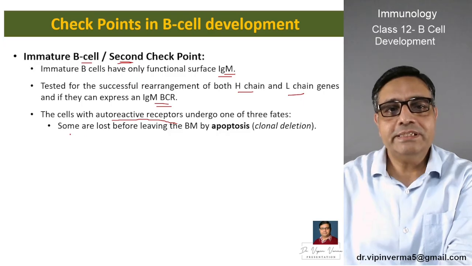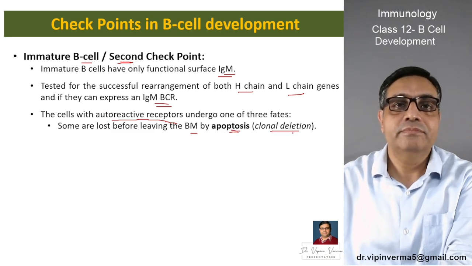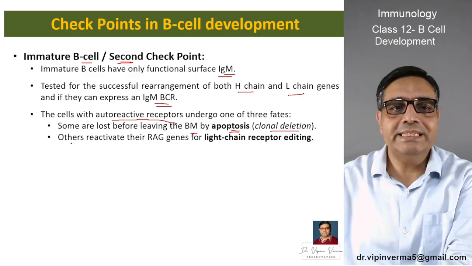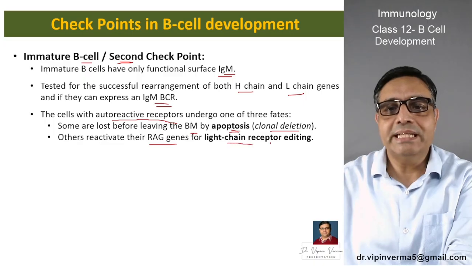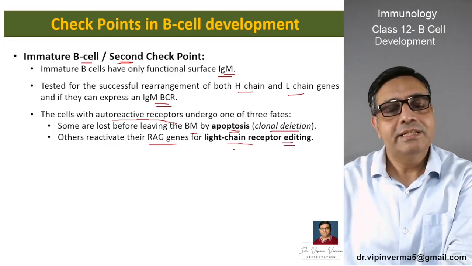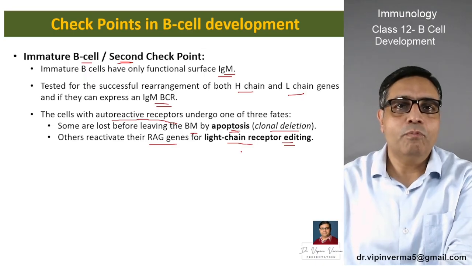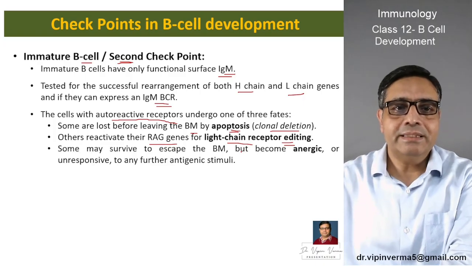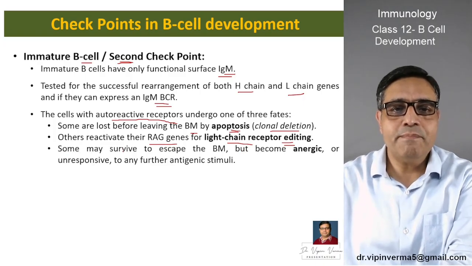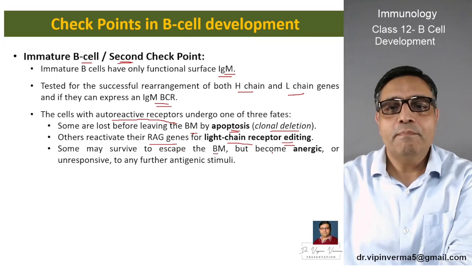What are the three fates? First, some are lost before leaving the bone marrow by apoptosis. So we call it clonal deletion. The second possibility is that others reactivate their RAG genes for light chain receptor editing. So they will be given a chance to edit their receptors so that they do not become self-reactive. And the third fate is that some may survive and escape the bone marrow but become anergic, or unresponsive to any further antigenic stimuli.